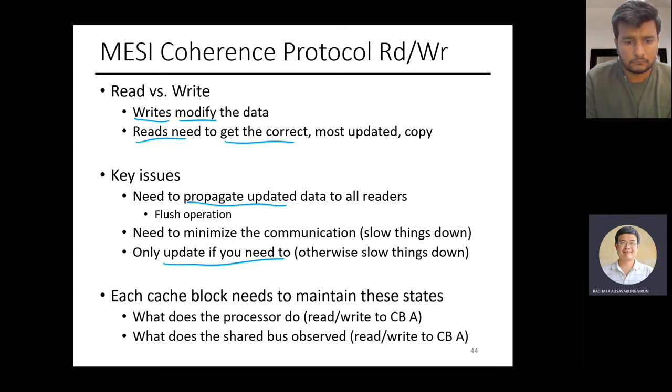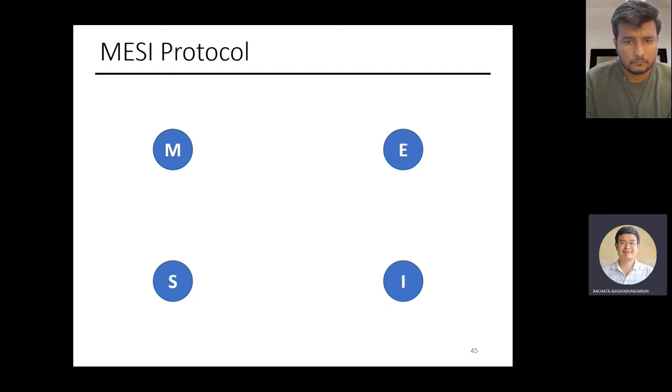And it has two things. If the processor does something, meaning a read or write to the same cache block, you have to update the state. If someone else does something to the cache block, you also have to update the state. So here are the states: M, E, S, and I. I will start with the exclusive state. The cache block is not dirty. What do we do?